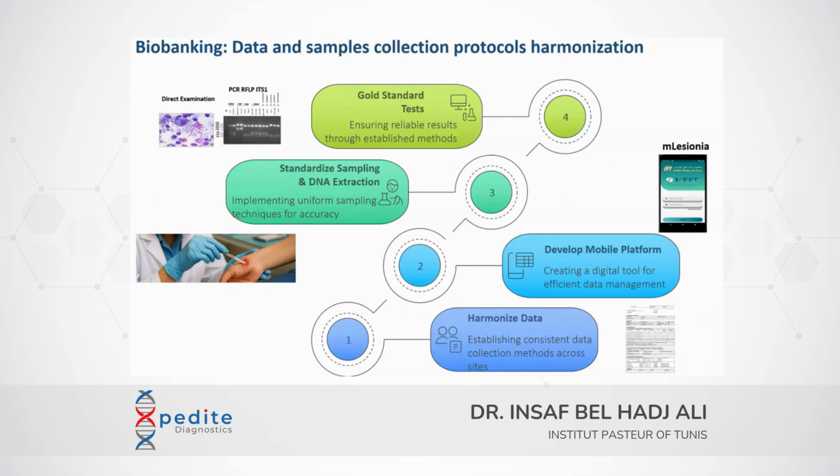So we started by harmonizing data and sample collection protocols. So we used a harmonized form to collect data. We also developed a mobile platform for data management and real-time analysis. We also used a standardized sampling protocol and a standard protocol for DNA extraction. And for all the study sites, we used the same gold standard tests, including microscopy direct examination and PCR targeting ITS1.